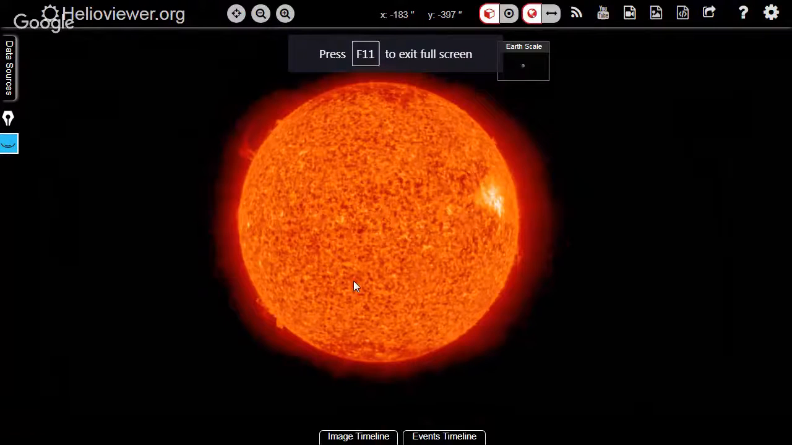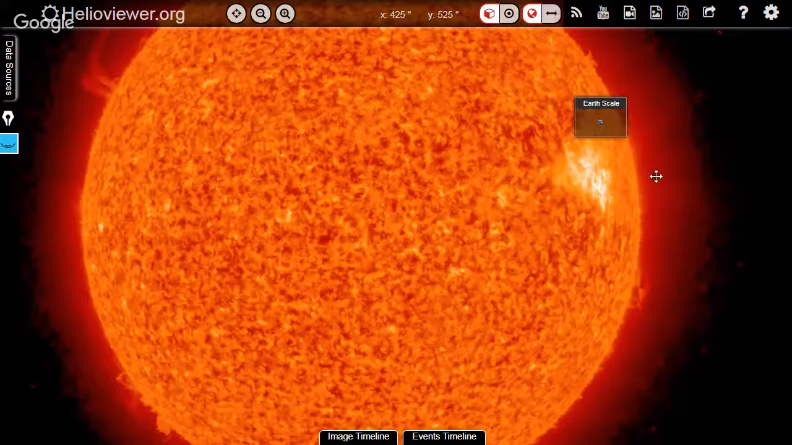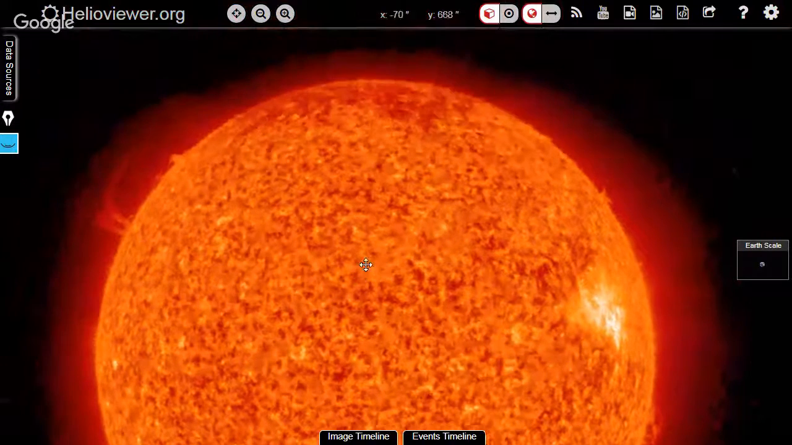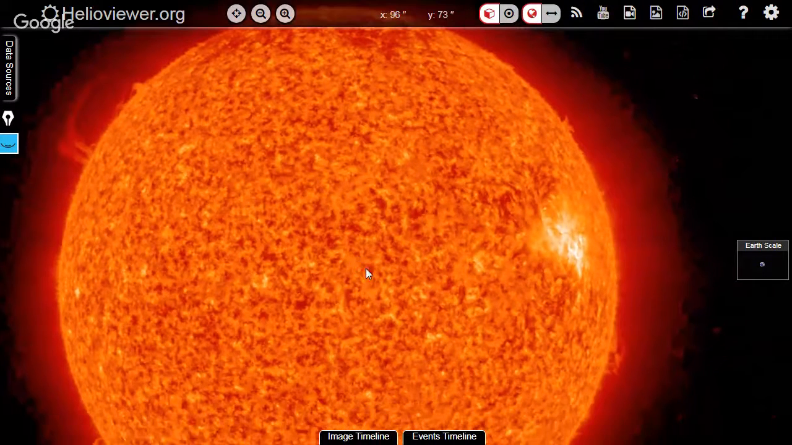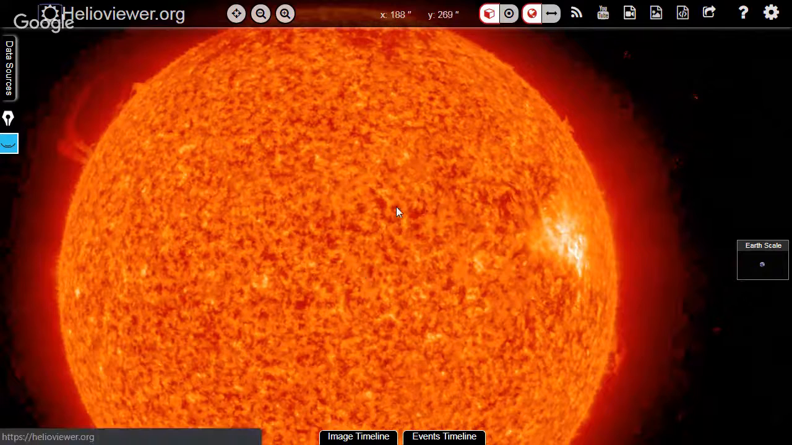Now here's the view I was talking about before. I was looking at STEREO A real quick, and there is a big prominence there on the opposite side of the sun, and that couldn't be any farther from being Earth-facing, folks.